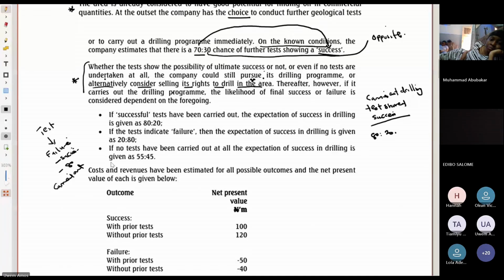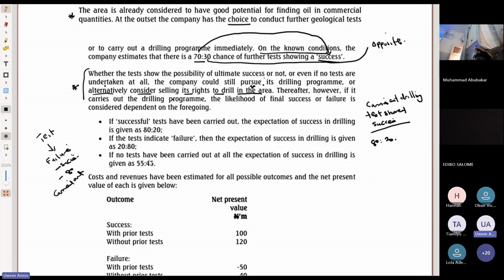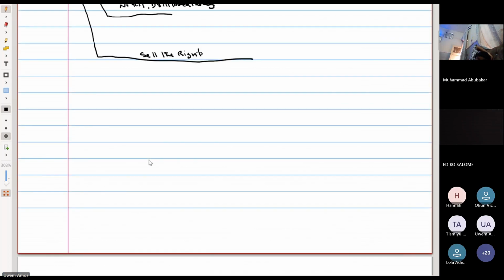The last point: we're carrying out the drilling. If no tests have been carried out at all, the expectation of success in drilling is given as 55-45. So which line is the one where we don't carry out tests at all? From the very start.